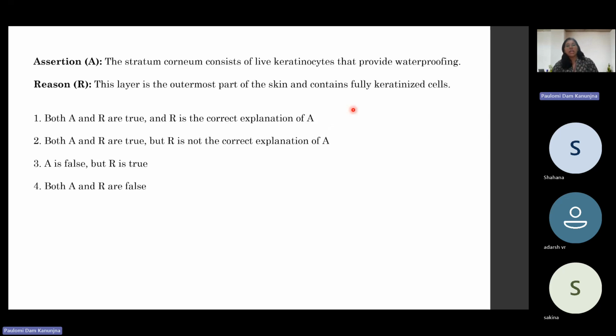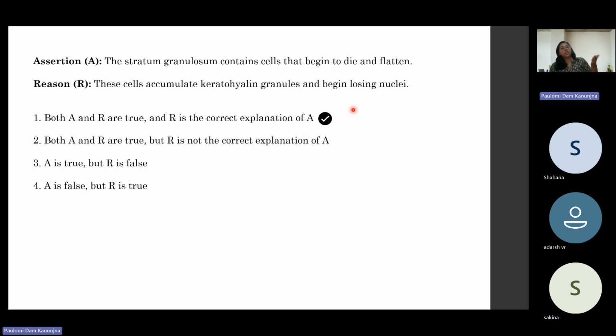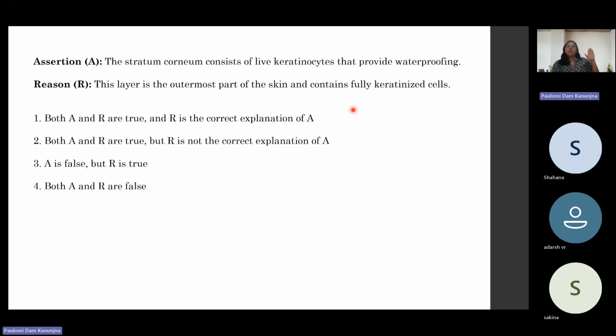Okay, next one. You have seen this one was granulosum. So you have the stratum corneum. These consist of live keratinocytes that provide waterproofing. And this is because this layer is the outermost part of the skin, and it contains fully keratinized cells.